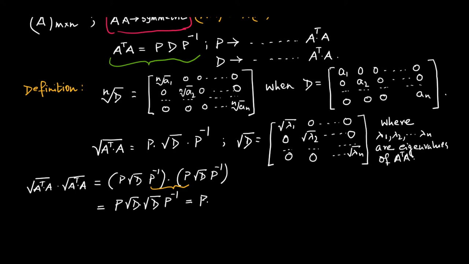Can you tell me what will be square root of D into square root of D? You have square root of D in front of you. So multiply square root of D with itself and think and answer what you will get. Absolutely correct. You will get D here. So this is P D P inverse. Now, what is P D P inverse as per the definition? P D P inverse is equal to A transpose A. So that means this is equal to A transpose A. So what have we got? We have got that square root of A transpose A into square root of A transpose A is equal to A transpose A, which is analogous to the concept of square root which we apply for real numbers. So this makes sense.